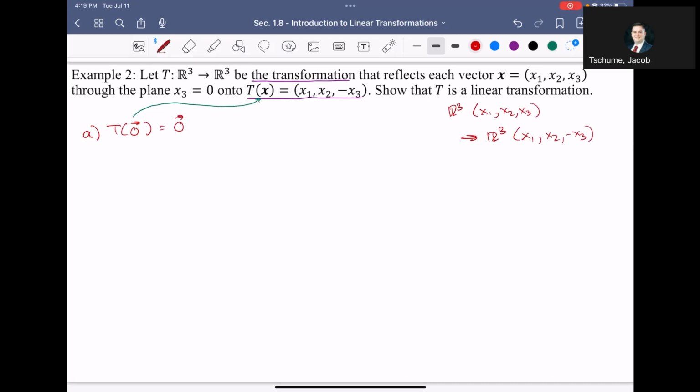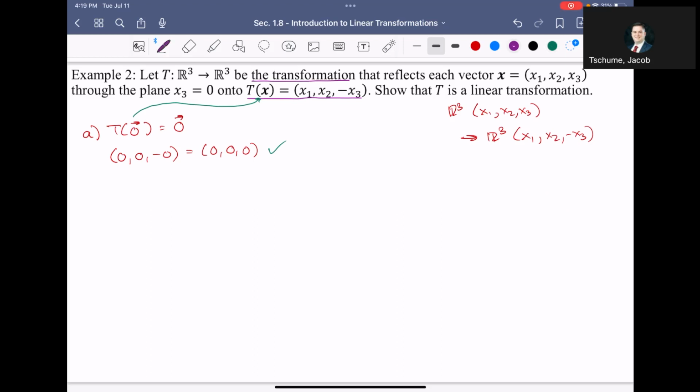Well, in that case, if you plug 0 into the vector, you get 0, 0, and then negative 0, because there's a negative on the x3. But as we know, a negative 0 is just 0. And so since every single element is 0, you have just shown me that by evaluating T of x at 0, you get the 0 vector. So step 1 is good.